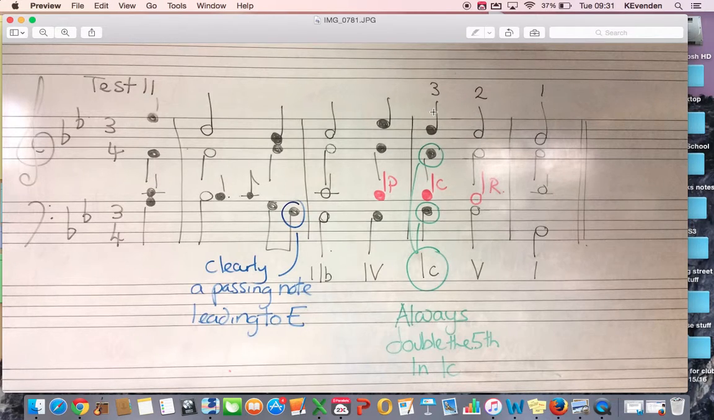Okay, I'll now give you, hopefully that's helped you out with your cadential 6/4, and I'll give you another example to practice.